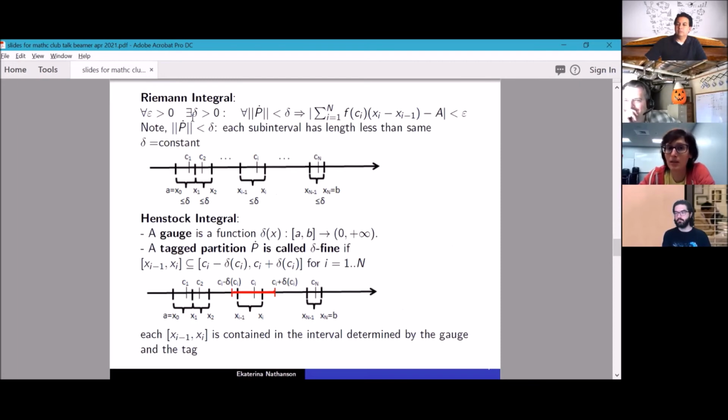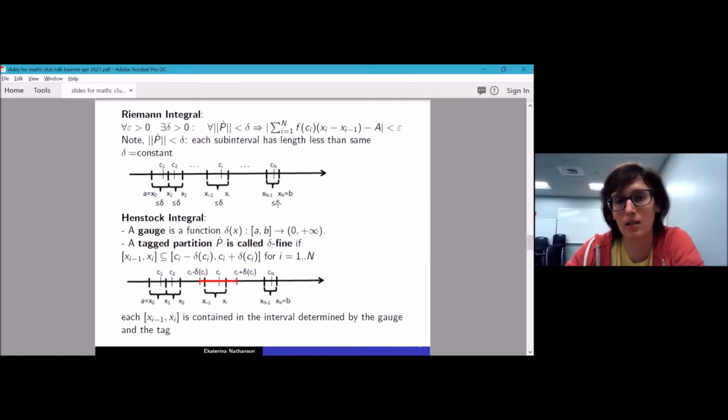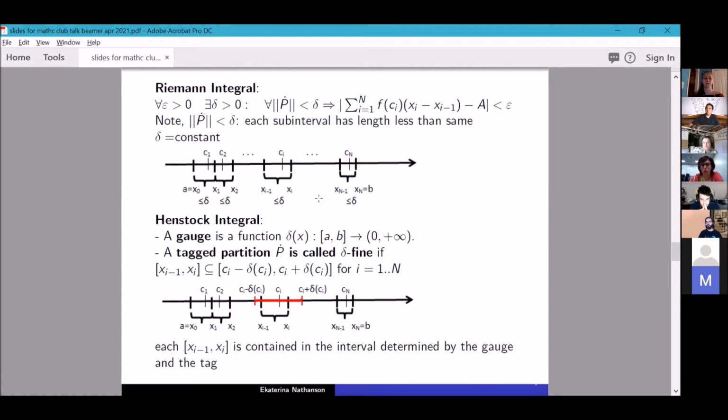So for any epsilon, there is a delta. This is the size of this partition. For any partition you take, of size less than delta, our Riemann sum will be close to this number a. Visually, what happens is that we create this partition, and the size of the subintervals can be different, but it's bounded by one constant. It's uniform across all partitions: all these subintervals have to be less than this number delta.